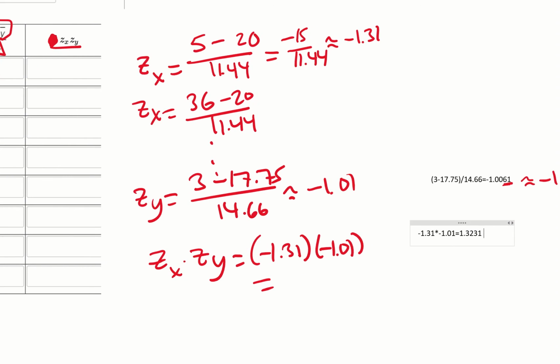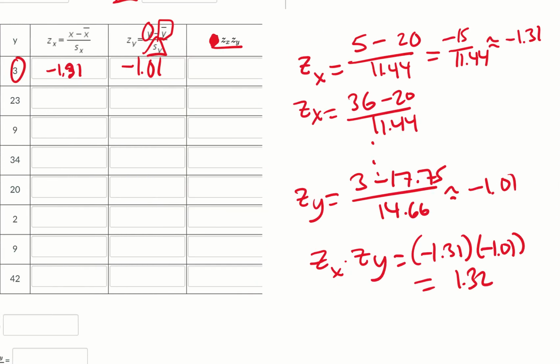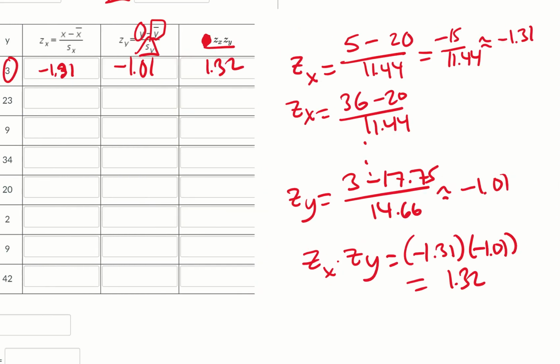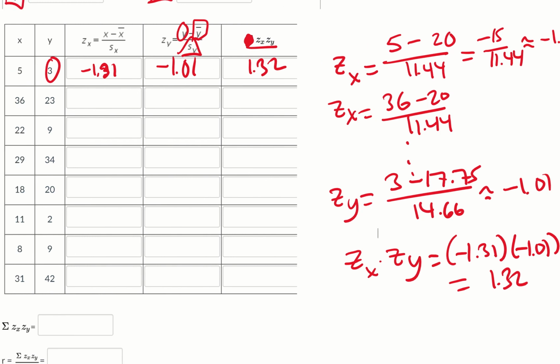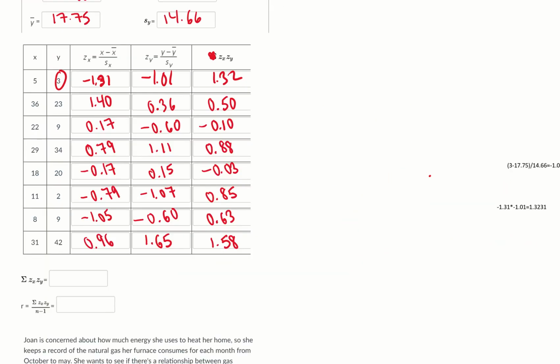Then you get 1.32. All right, and that's how you calculate all those numbers. And then you're going to rinse and repeat for all the rest of the numbers. All right, so I went ahead and calculated all the values, exactly how I showed you how to do it earlier, and we just rinsed and repeated the process.